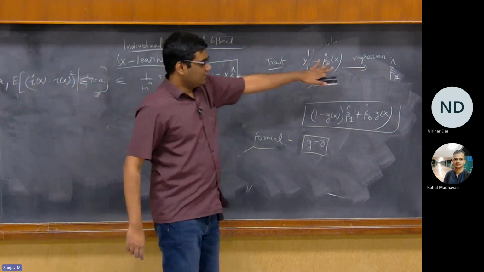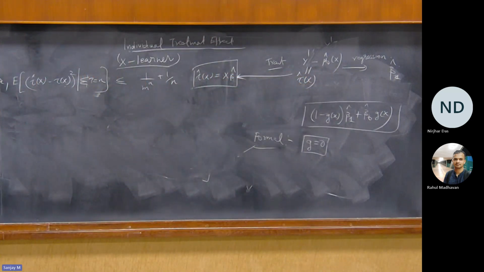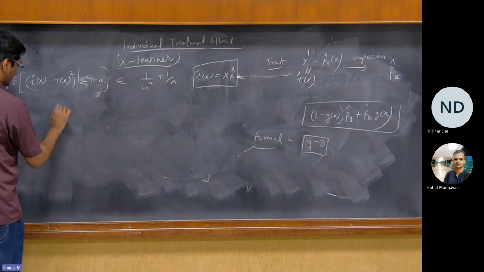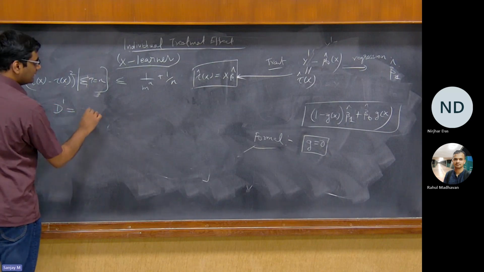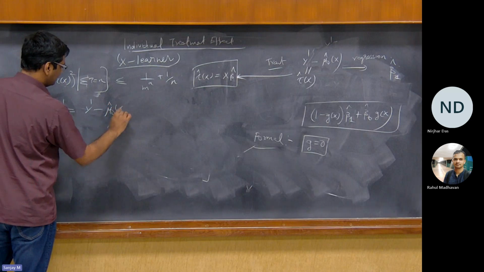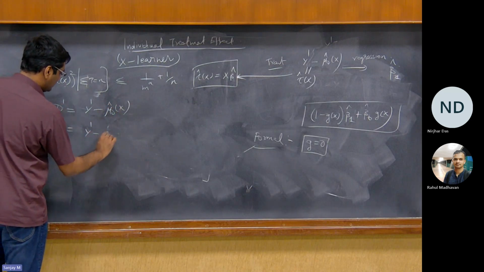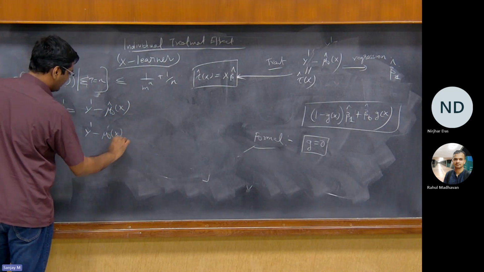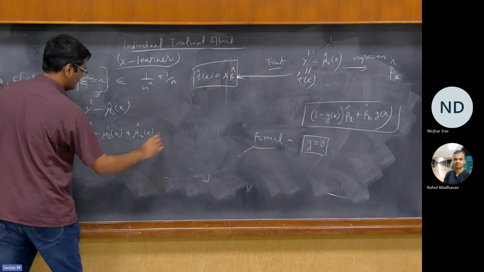Now let's take the targets. It's a regression problem. Targets themselves are substituted by some other regression, so you have to be very careful here. Let's call the targets D1. So this is Y1 minus mu hat of x. Now this can be written as Y1 minus mu 0 of x plus the usual decomposition.